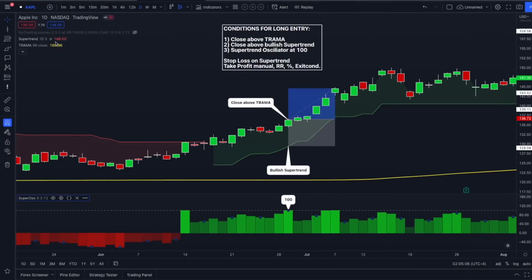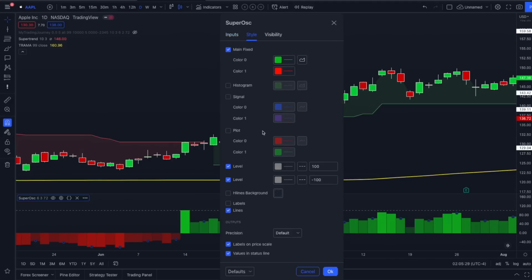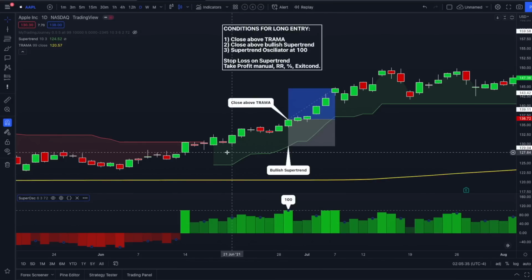So for the strategy we are going to be using 3 indicators. We are going to be using the basic super trend indicator by Tradingview with the basic settings. We are going to use the trauma indicator by LuxAlgo, also with basic settings, and the super oscillator, also by LuxAlgo, but here we are going to change the multiplier down to 3, and we are adjusting the levels here to 100. So that's all the indicators we are going to need.